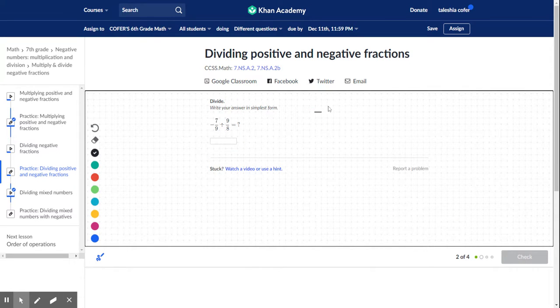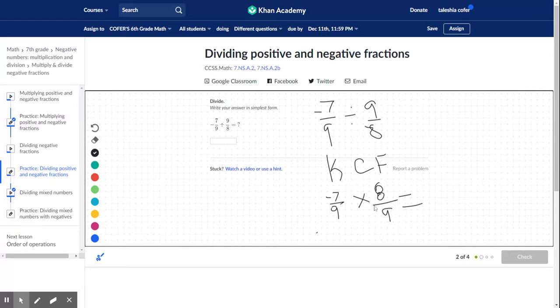This one, they already give it to me in a way that is easy for me to just keep, change, flip it. I'm going to rewrite the problem. I always like to write the K, C, F underneath because it helps me remember what I need to do. Keep it, change it, flip it. Keep it as -7/9. Change it to multiplication. Flip it, and instead of 9/8, I now have 8/9.